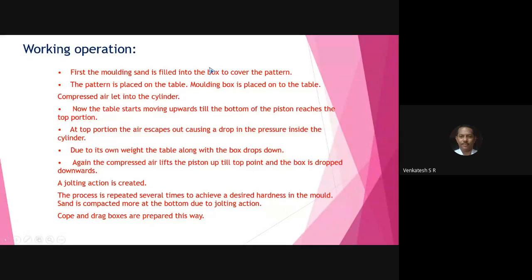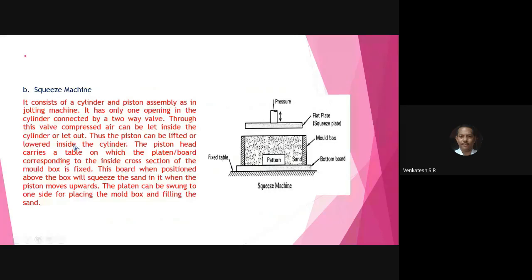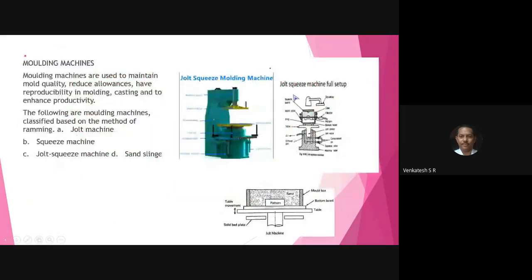Here you have point wise. You can write in a paragraph, or otherwise you can write point wise. Next, you write down. This is the explanation for the jolt squeeze machine. You can write only this much. If time permits, you write this much, you will get full marks.